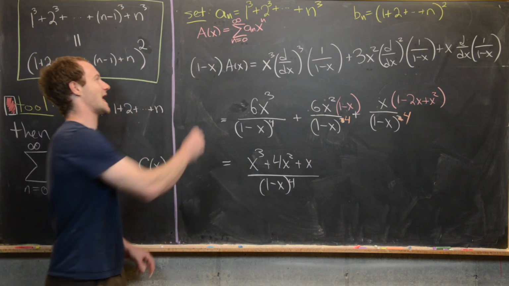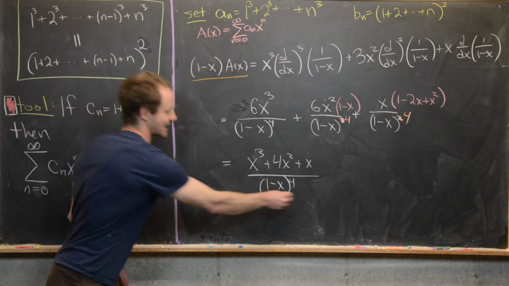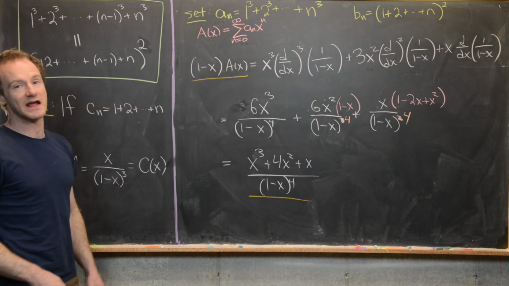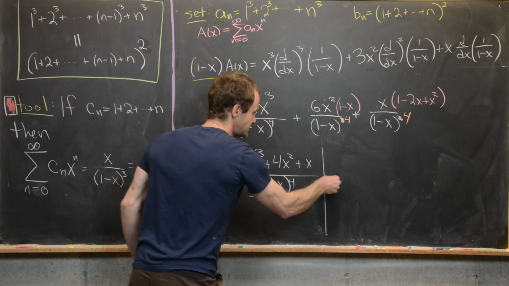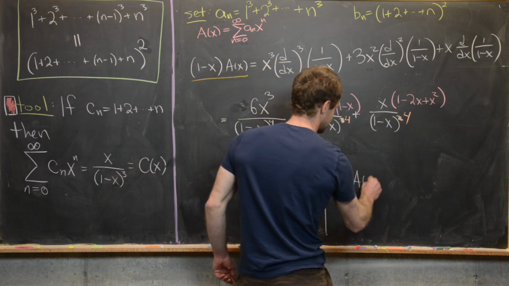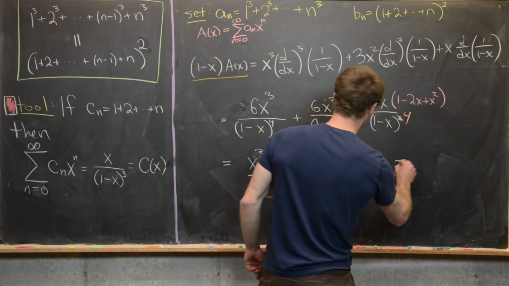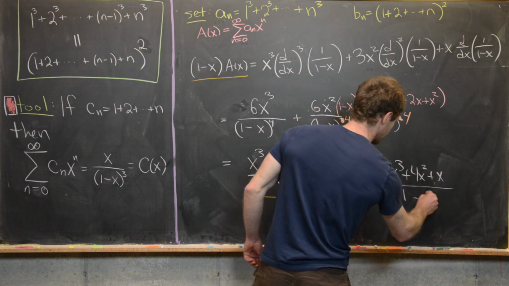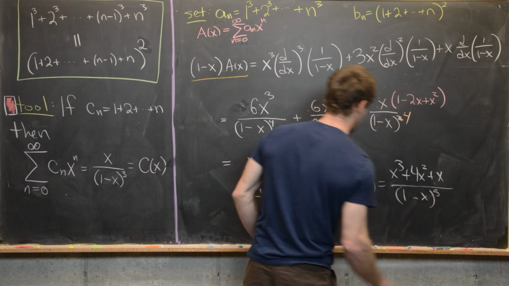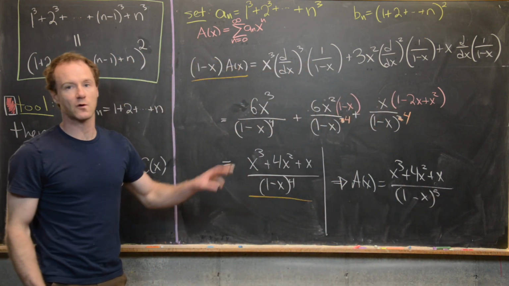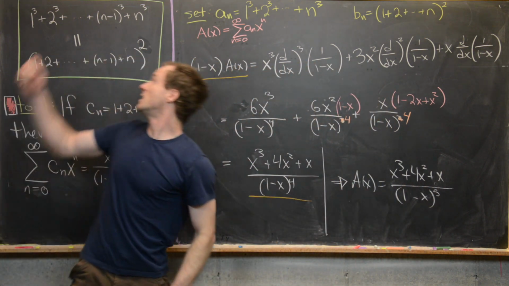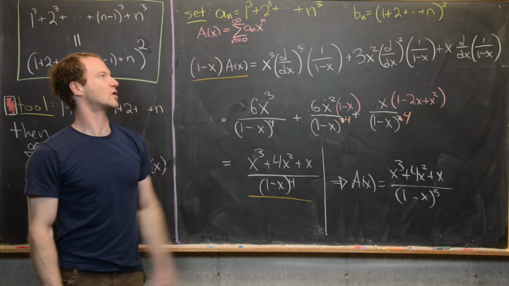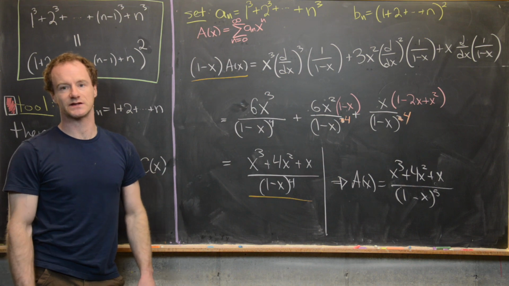But notice that's not our A(x), that's 1/x times A(x). So that means in order to get A(x), we need to divide by another 1 - x. So that tells us A(x) equals (x^3 + 4x^2 + x) over (1 - x)^5. Great. We have a closed form for our generating function for the top part of our goal identity. I'm going to go ahead and bring that up, and then we're going to work on the b_n sequence.